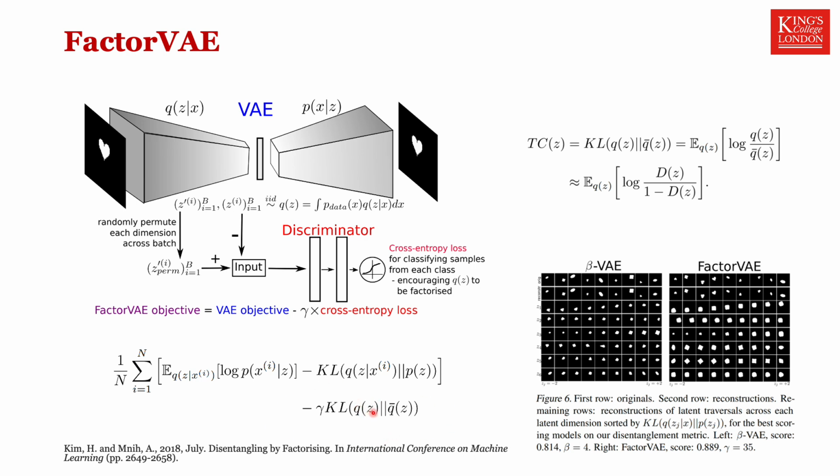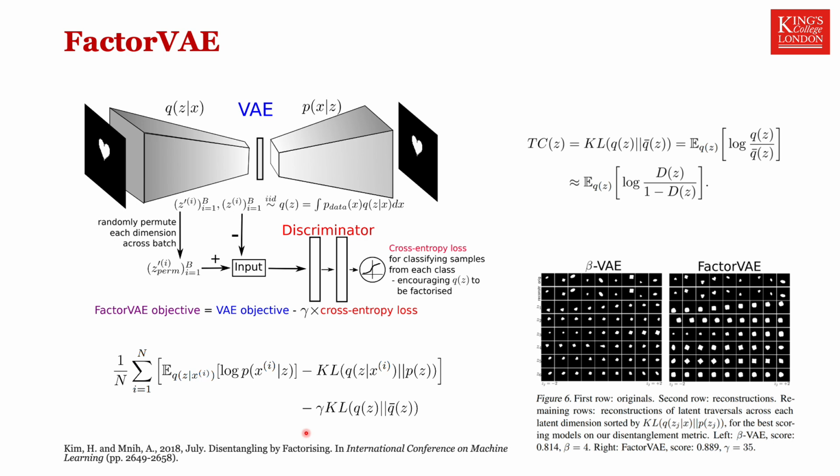So here Q of Z is the distribution of the code itself, the probability distribution of the code, and Q tilde of Z is a distribution that assumes the different components of Z are independent from each other. If all the components of Z are independent, this factorizes into a product of the probabilities of the different components independently. You now calculate the KL divergence between this probability and the actual probability that you observe: the one that assumes things are factorized and the one that does not.